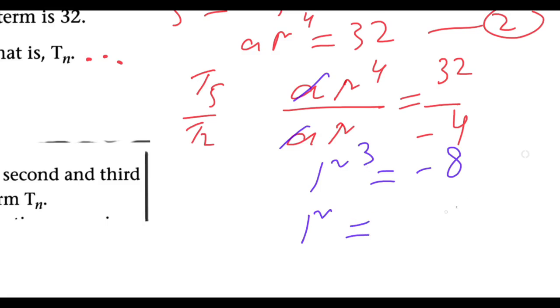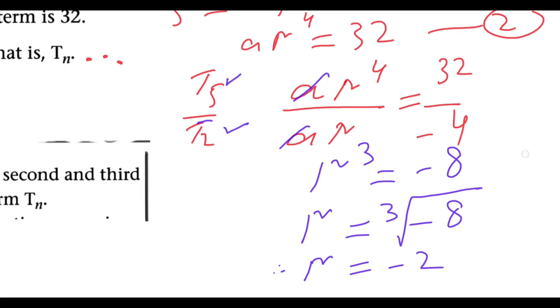A cube number, when I switch over to this side, becomes cube root. So for R, I use my calculator, the answer is negative 2. Must remember the cube root, even if the negative sign is inside, you can solve. So therefore R is equal to negative 2. Now substitute R is equal to negative 2 into term 2 to find the A. You can substitute in term 5 or in term 2 to get the A. So I'm going to substitute into term 2.